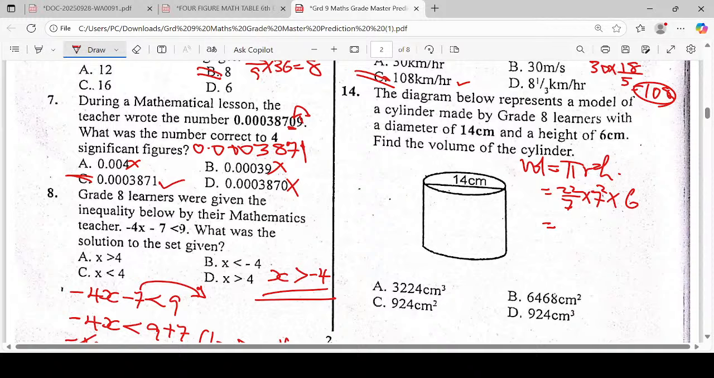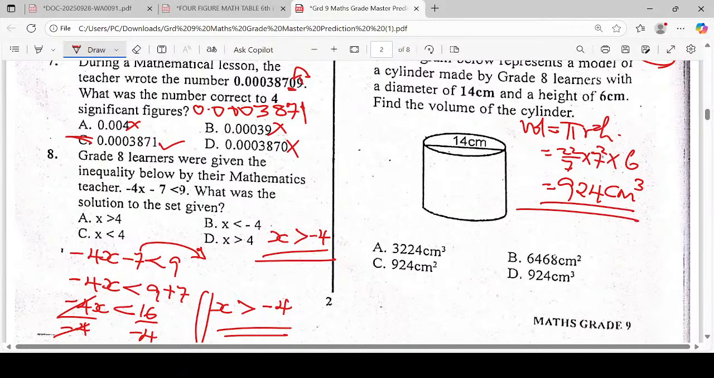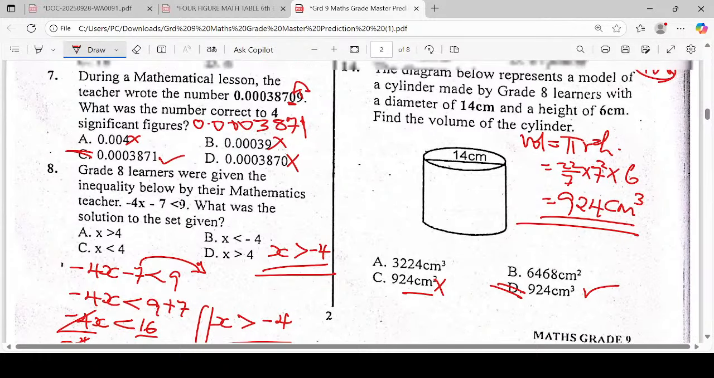Remember, you are free to use your calculator. So this is going to be 22 over 7 times 7 squared times 6. This is giving me 924. Because it is volume, so it should be cubic centimeters. Looking at our choices, we have two 924s. This one is squared, so this one is wrong because it refers to area. But this one is correct because it is cubic. So that is volume. Be very, very keen with the unit, learners.